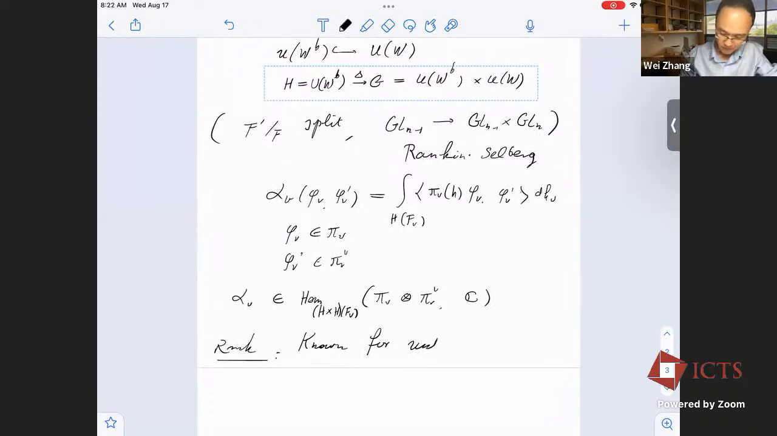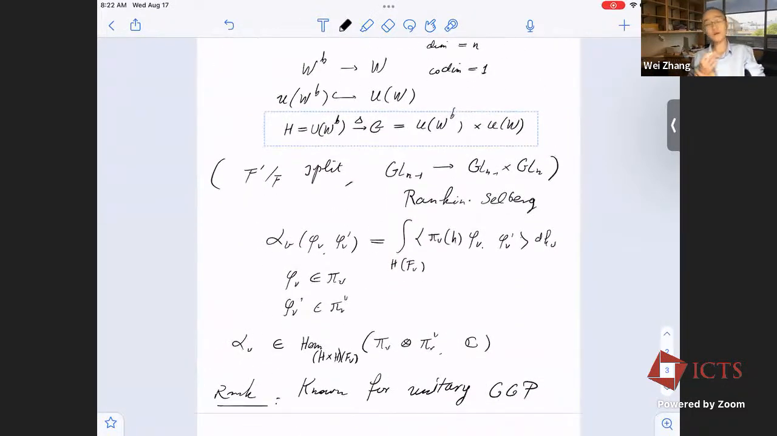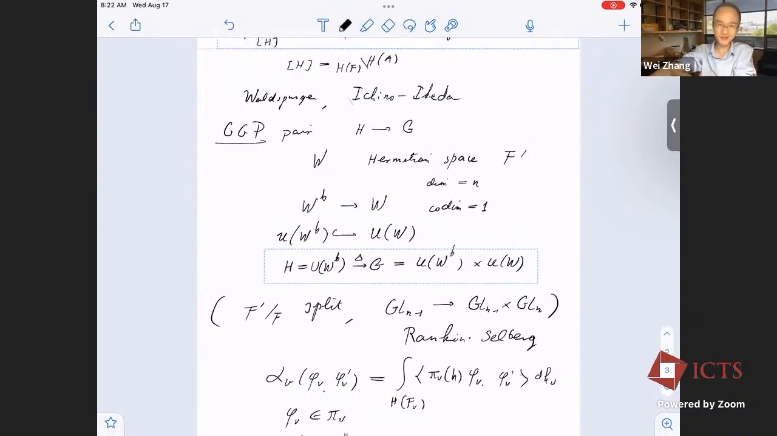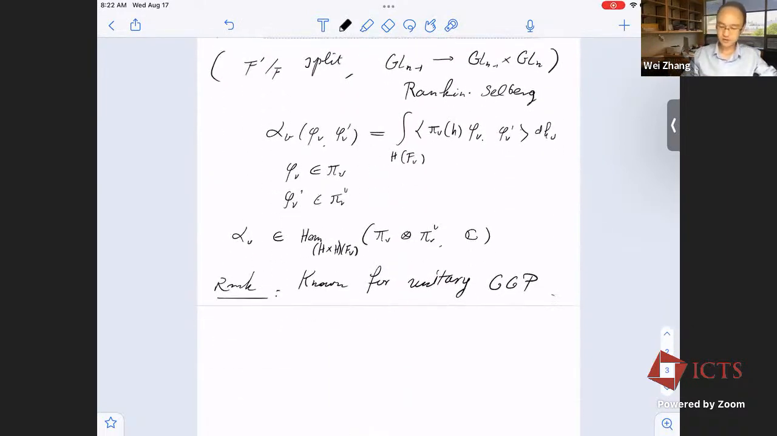For unitary GGP triple, so pair. This pair I just introduced. So there's also a conjecture for the orthogonal group. So you can just replace Hermitian form by quadratic space. In that case, the corresponding conjecture is still unknown and not proved.